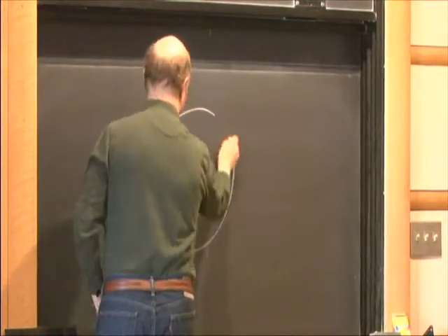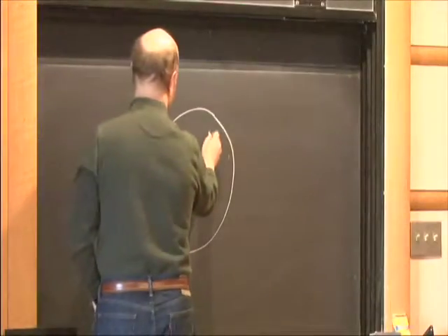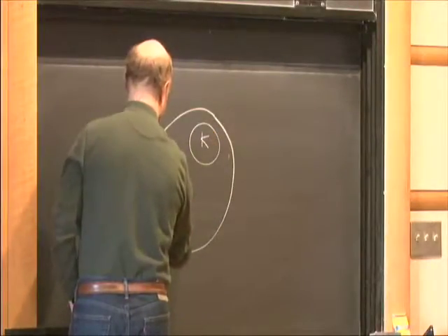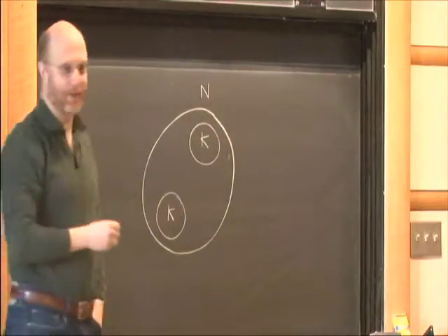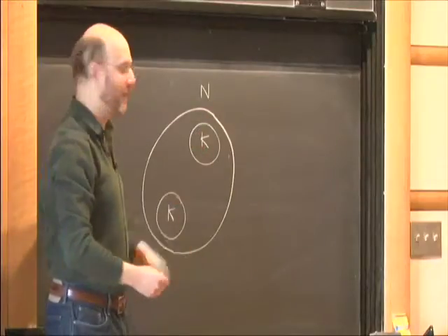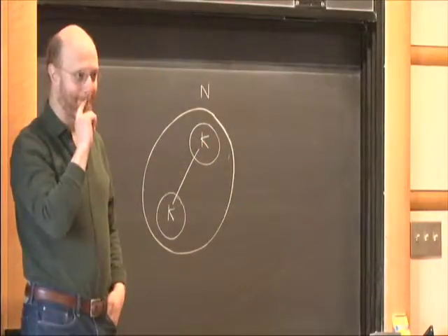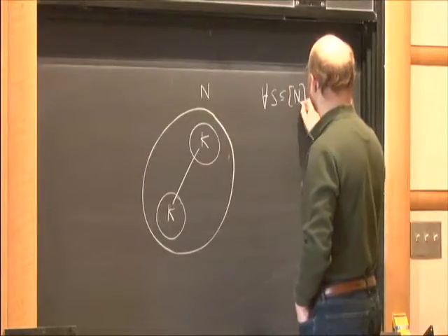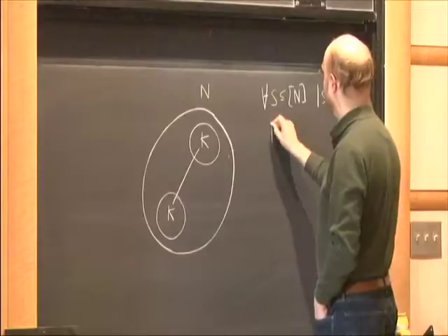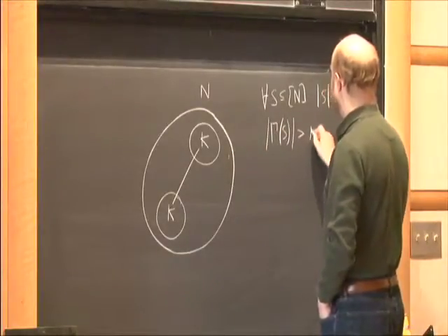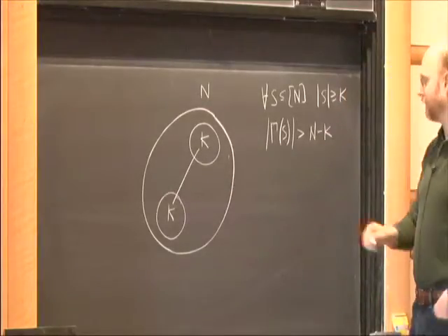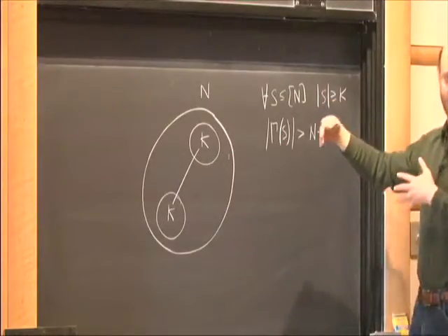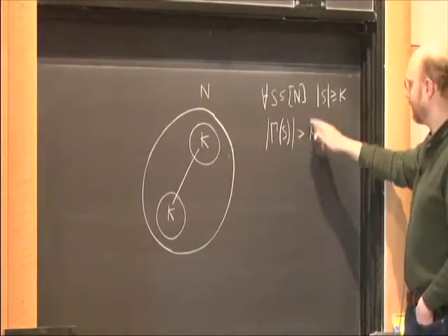OK, the type of expanders we were interested in were large degree ones. So we were interested in graphs on n vertices. We wanted any 2 sets of size k to share an edge. Or equivalently, we wanted for any subset of size at least k, the number of neighbors to be bigger than n minus k. Because if the number of neighbors were at most n minus k, you could take the k vertices that it missed and S, and those would not share an edge. OK, so this is the condition we wanted.